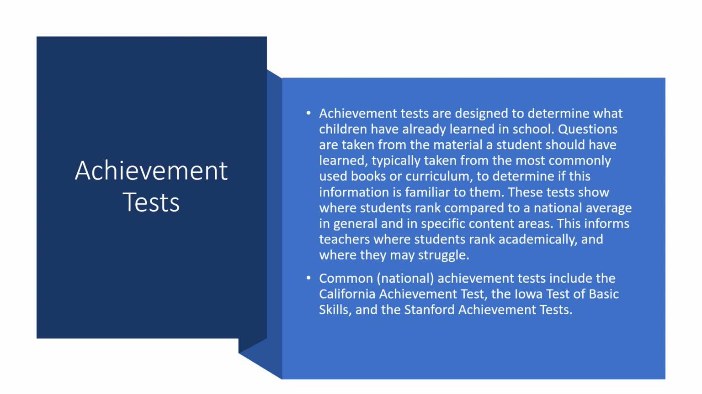The information should be familiar to them, and is typically taken from the most commonly used curriculum. So if it were, for instance, a national test, they're going to use whatever is the most commonly used curriculum and take their questions from there. This test can show where students rank in a class, in school, or in a state or nationally. Common national achievement tests, so these are tests that a lot of students will take, include the California Achievement Test, the Iowa Test of Basic Skills, and the Stanford Achievement Test. And I have taken the Iowa Test and the Stanford Achievement Test myself.